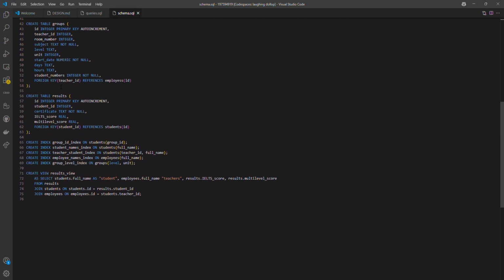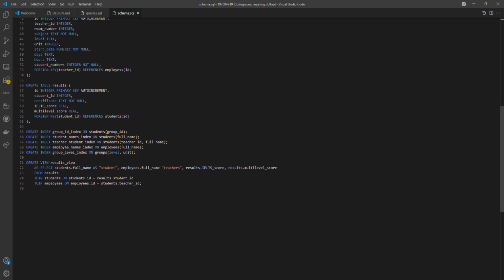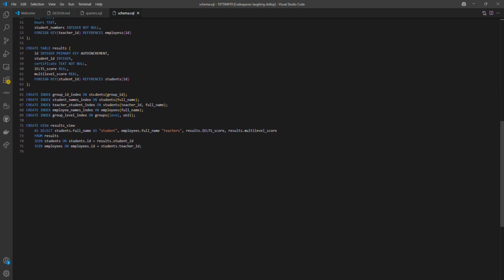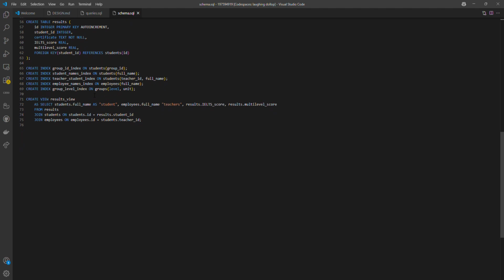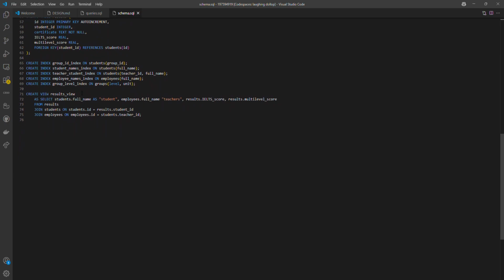And there is a groups table, which are the classes of students. There may be a lot of groups, so I thought it would be appropriate to create one table for groups. And there are results table, which is like for students who left the study center, because when they took the certificate they typically leave the study center.